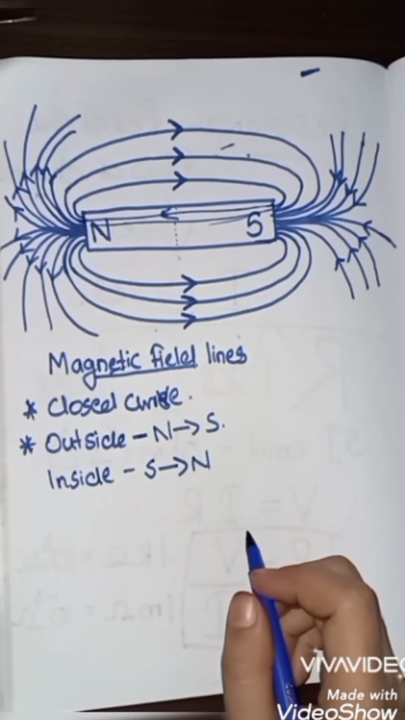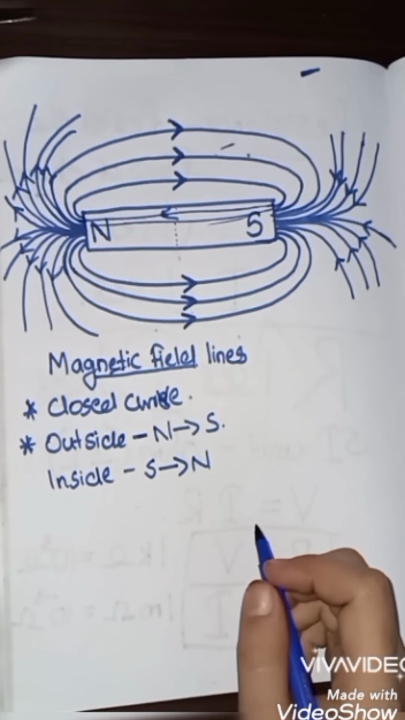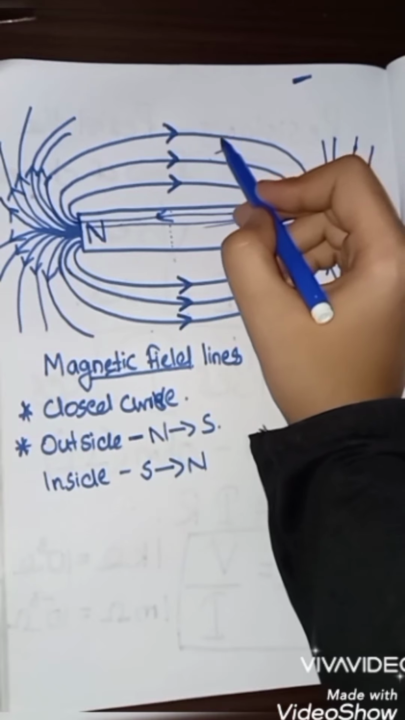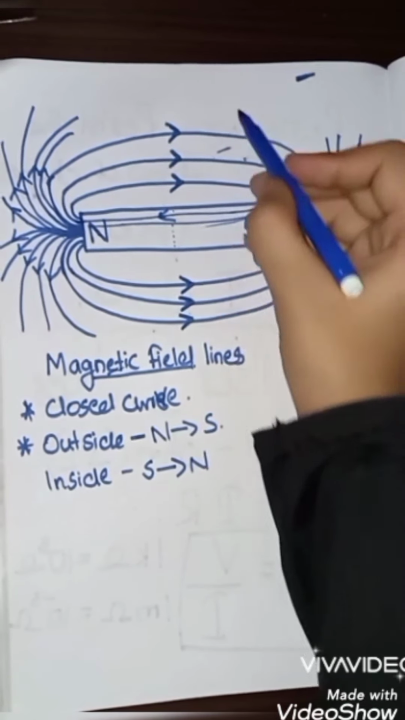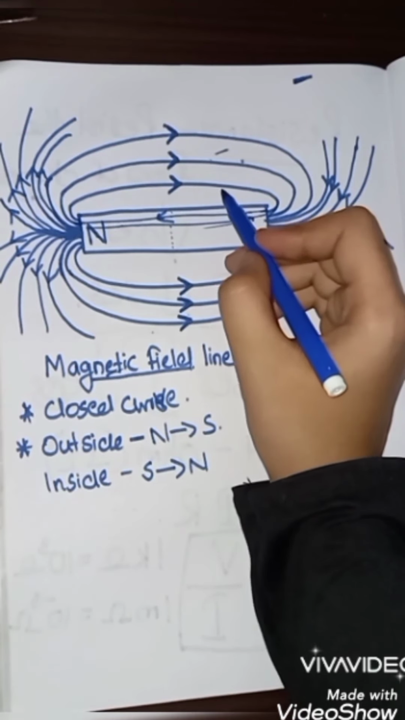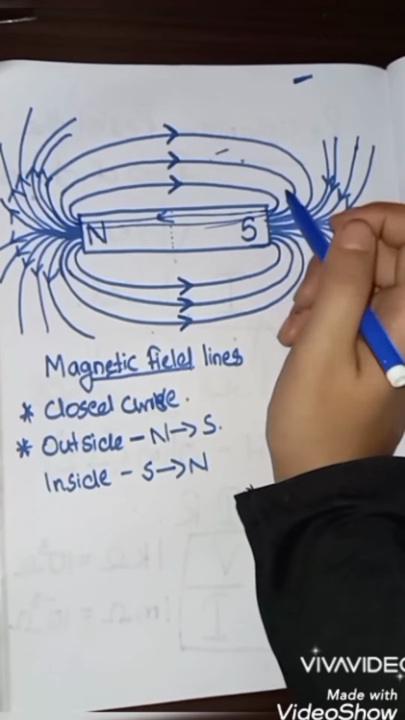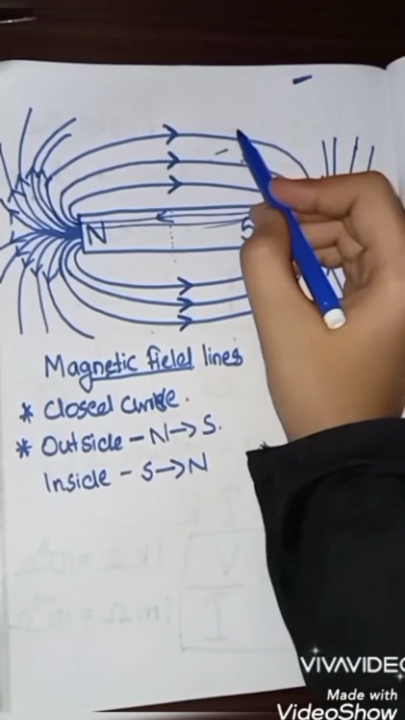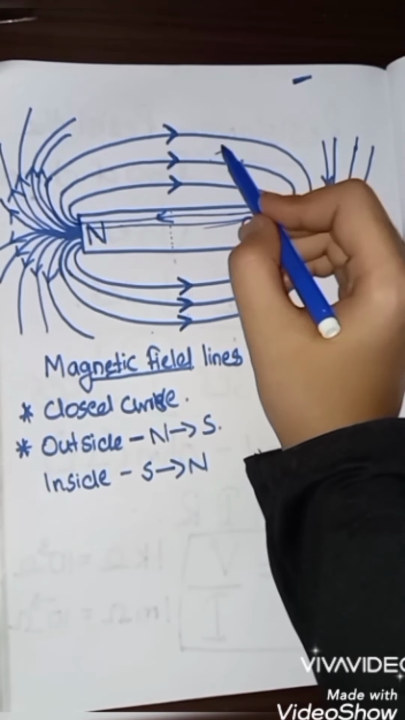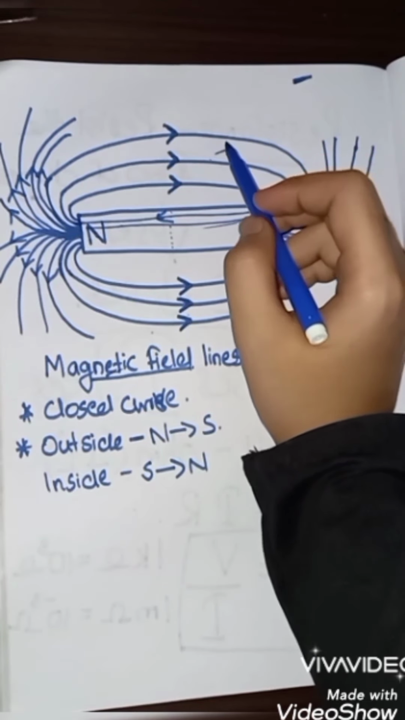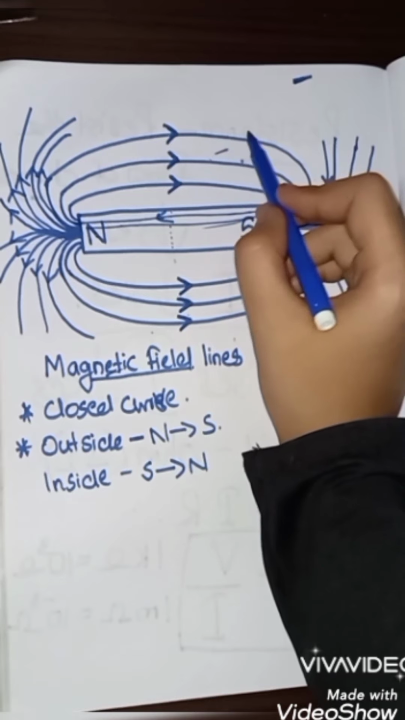Then, how can we identify the strength of the magnetic field by using these magnetic field lines? When I place the iron piece here and here, it feels more force of attraction when I place it near the bar magnet. But when I place it far from the magnet, it feels only less force of attraction.